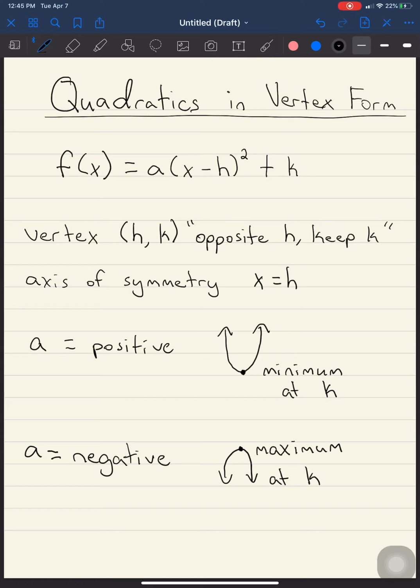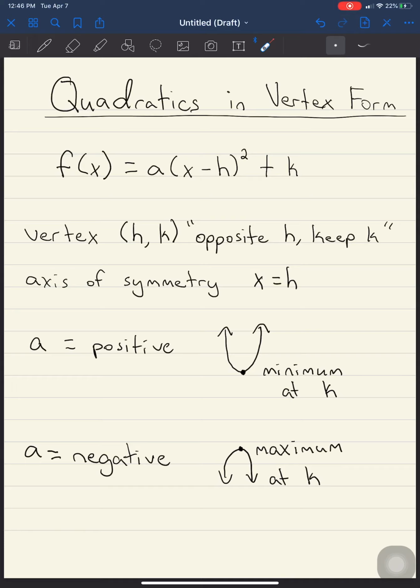So today what we're going to do is review a little bit and talk about quadratics in vertex form. So what we have here today is our quadratic formula, f of x equals a times x minus h squared plus k. And don't forget that f of x is the same exact thing as y. So we could say y equals a times x minus h squared plus k.